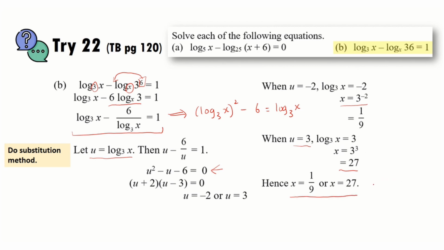Reminding yourself to do a check, we see that x appears here and here in the question. Because for both of these, they all need to be more than 0, which the answers actually satisfy because we're getting positive numbers as our answers.